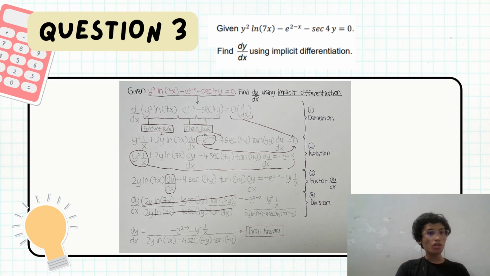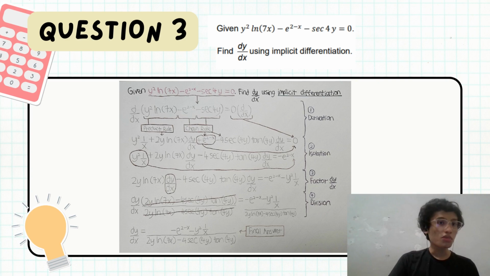So this will be d/dx of (y^2 ln 7x minus e^(2-x) minus sec 4y) equals 0. From this equation, we can now apply many of the rules for differentiation. First we take y^2 ln 7x and apply the product rule to become y^2 (1/x) plus 2y ln 7x dy/dx.